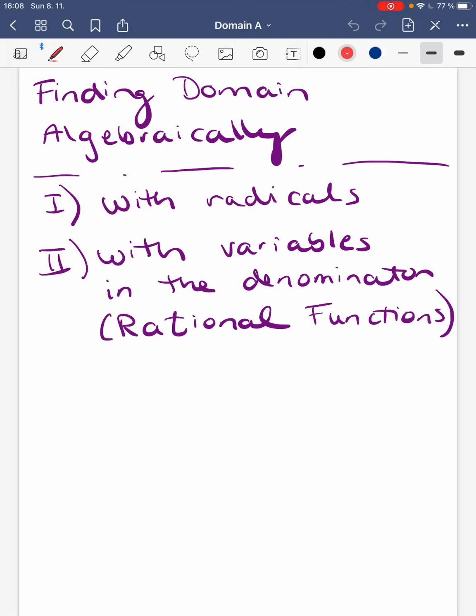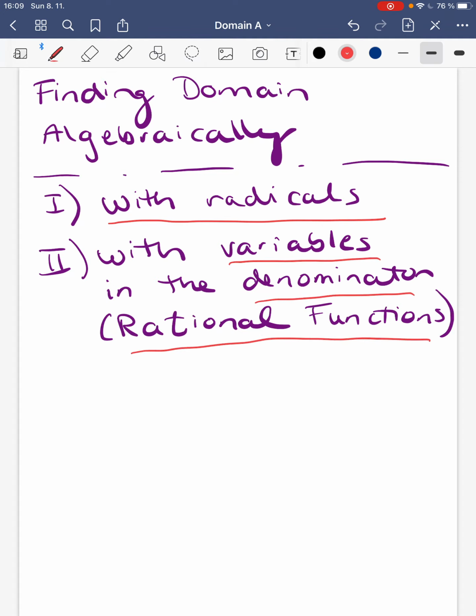This lesson is on how to find domain algebraically, and a little bit of a review with domain and range interval notation. So this will be looking specifically at two types of functions: when there's a square root or a cube root or any kind of radical in the function, or when there are variables in the denominator. And that has a special name. Those are called rational functions.